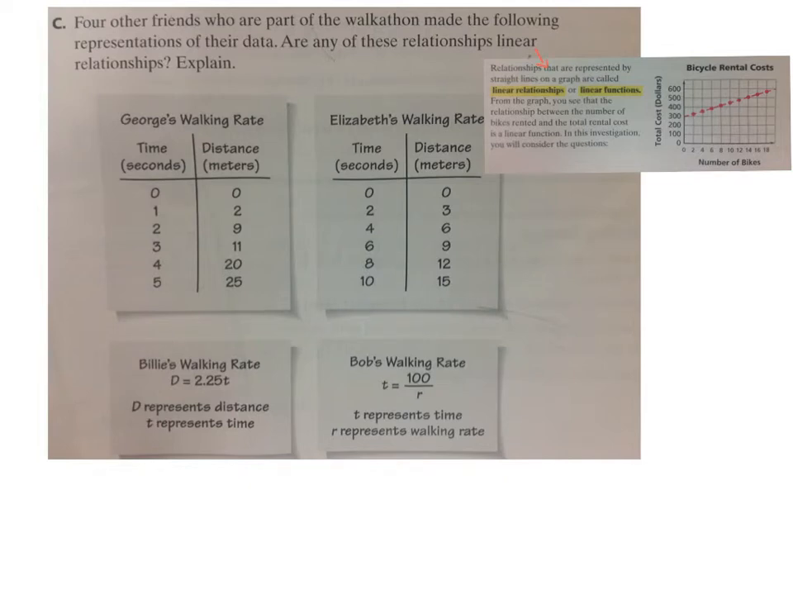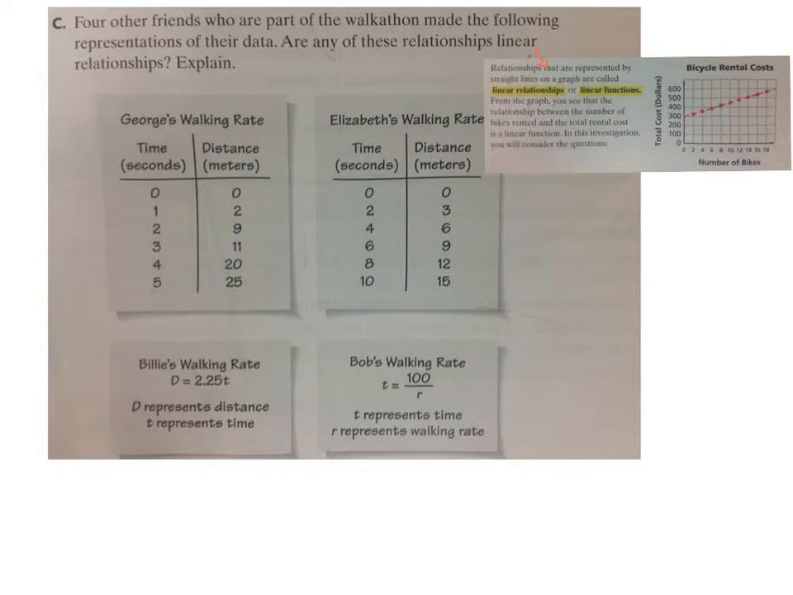All right, so the title of today's lesson would be 1.2 Walking Rates in Linear Relationships. And we're just going to get into one specific part, this letter C. Four other friends who are part of the walkathon made the following representations of their data. So you can see that two look like tables and the other two look like equations.